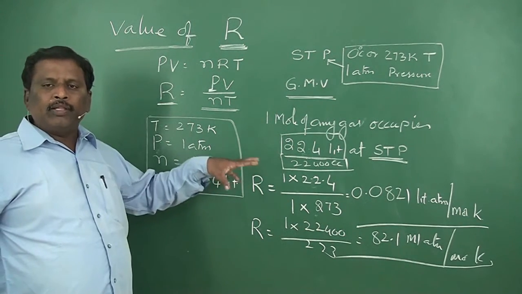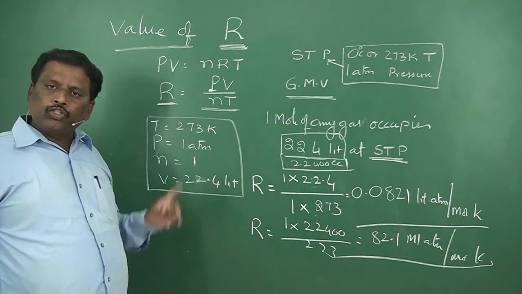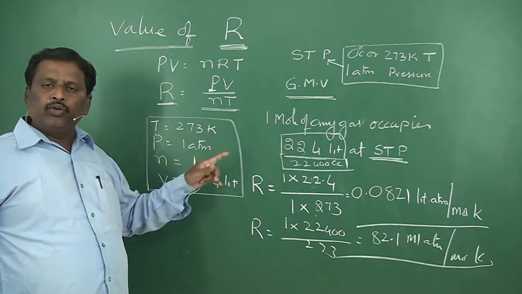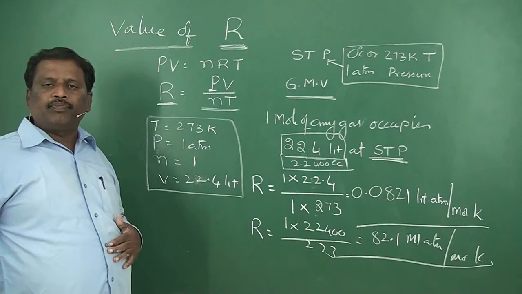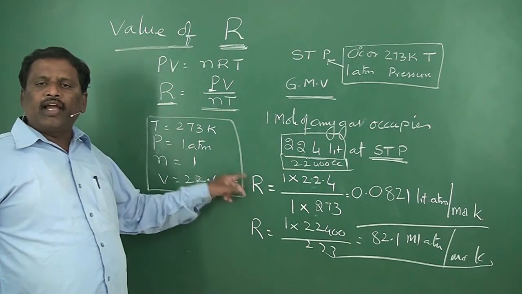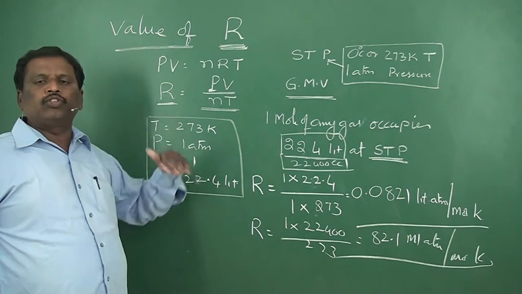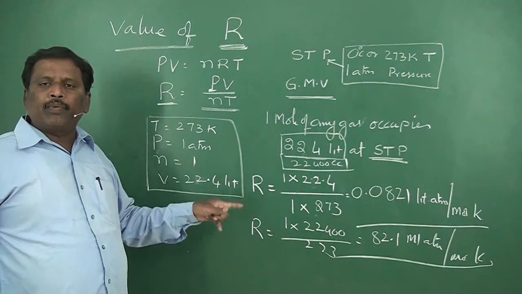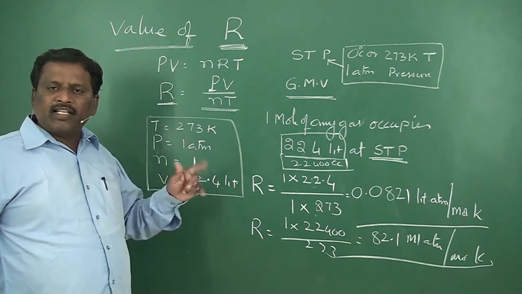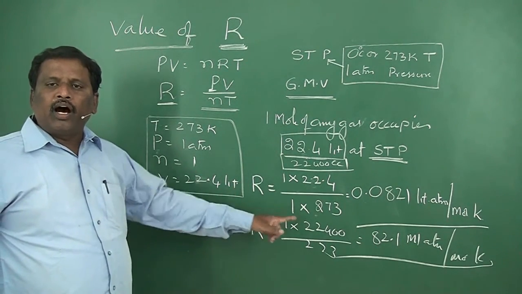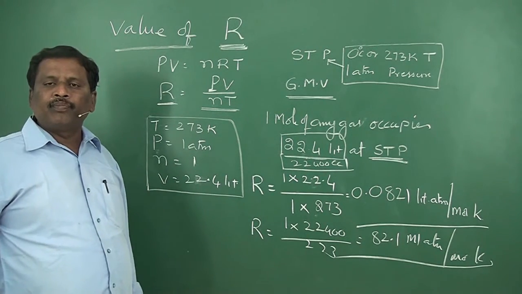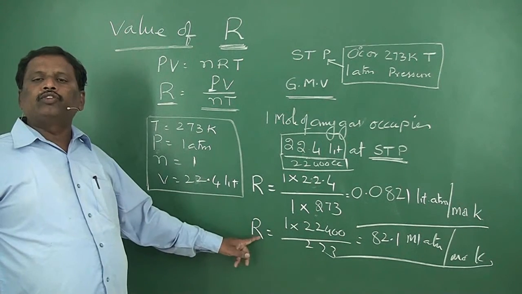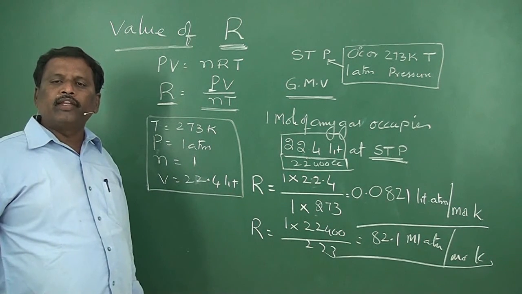So when we are doing problems using the R value, you should take care what units you are taking for volume and in what units you are expressing pressure. Based on those units only, you have to take the R value. Suppose in one problem your volume is in milliliters, then you should take R as 82.1. In some other problem, if you are taking volume in liters, then R should be considered as 0.0821.